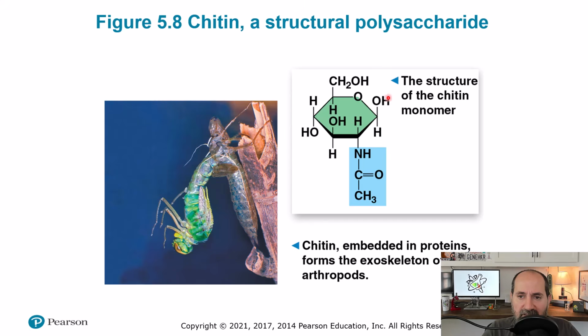And you see here, it's basically a variant of glucose. You have a glucose monosaccharide, and then you have this small functional group attached, right? So this is a monomer of the chitin cell wall. The chitin cell wall is just a polymer of this chitin monomer.